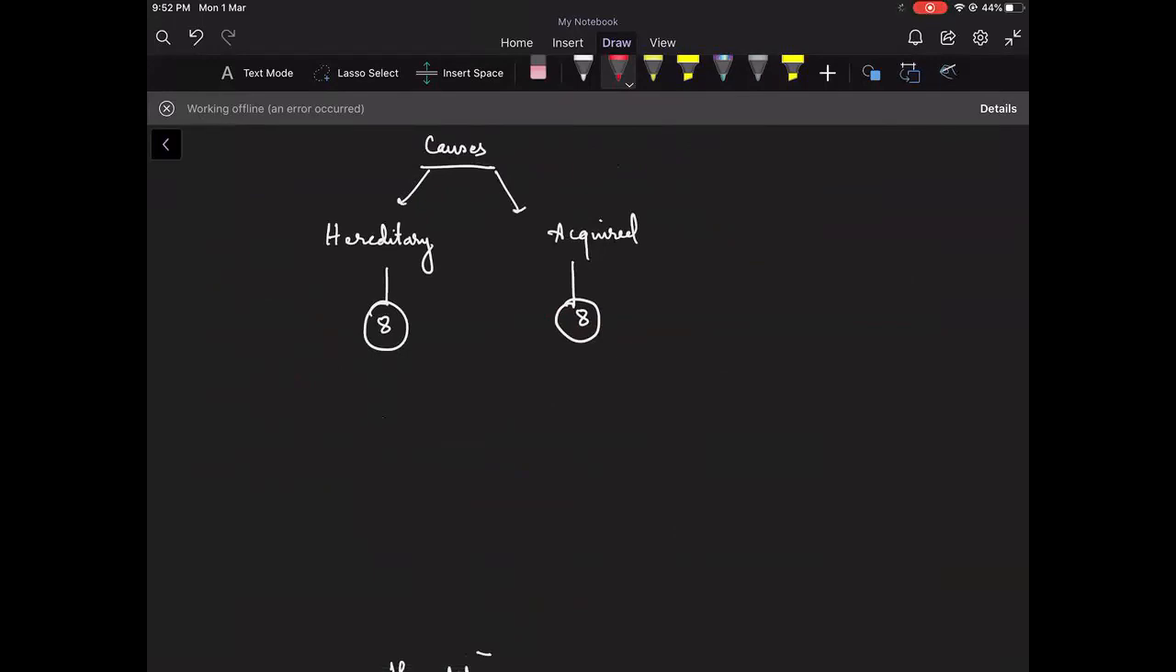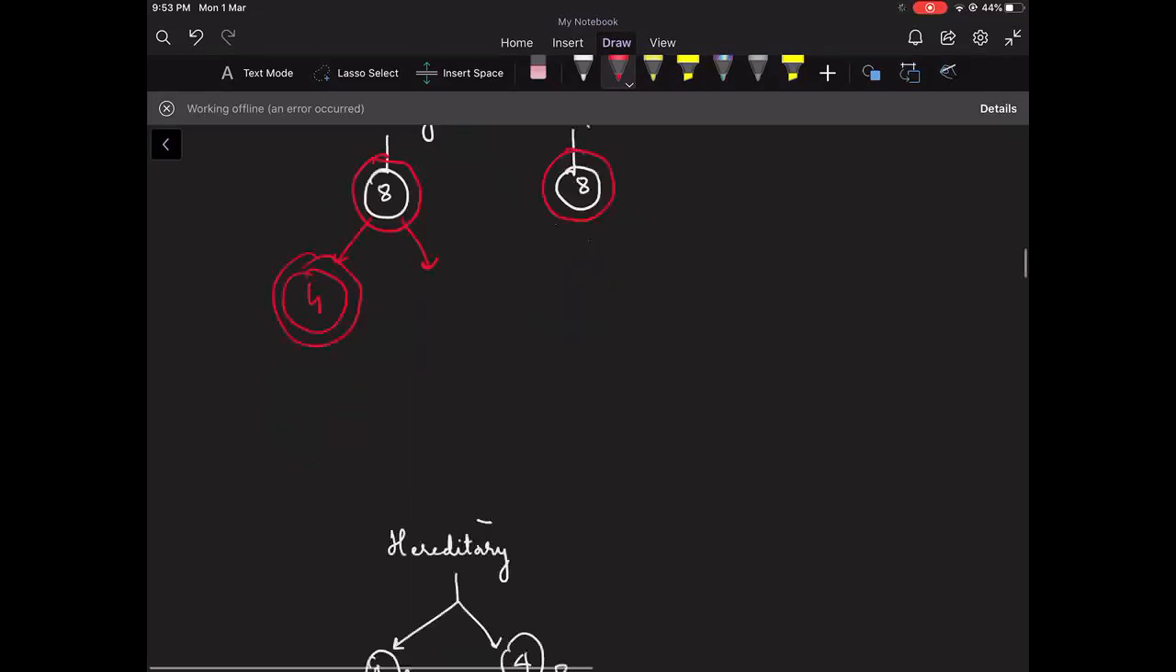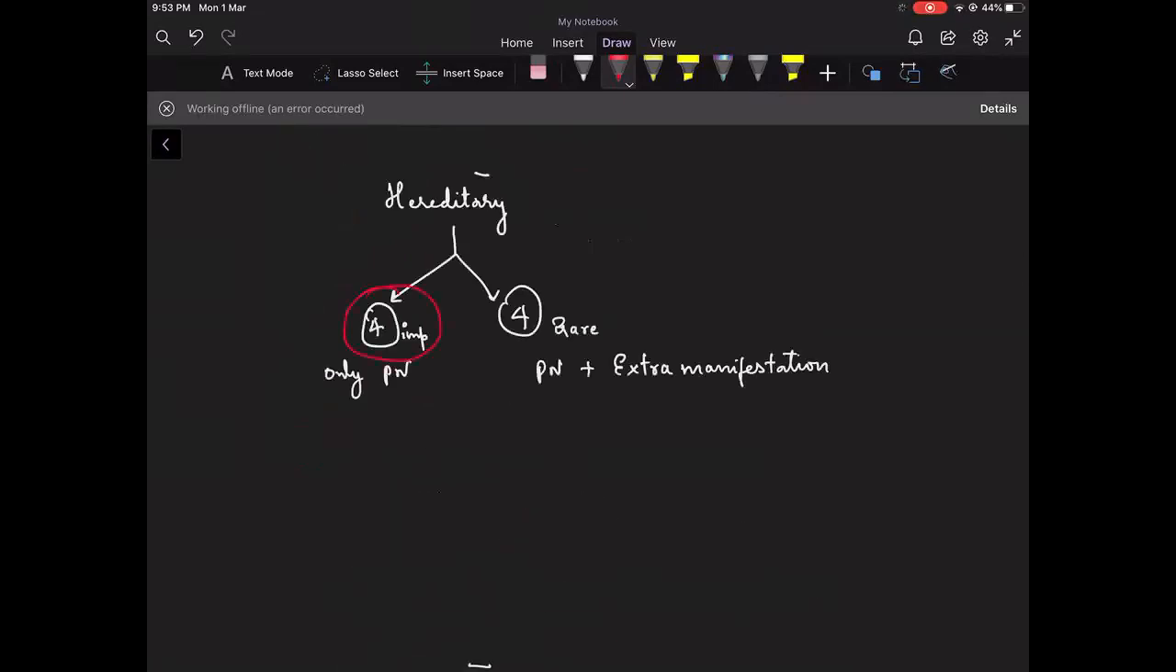So it can be classified into hereditary and acquired. Under hereditary, there are 8 important causes, and under acquired also there are 8 important causes. In the hereditary group, we can further classify into those where the patient will predominantly have polyneuropathy as the presentation, or those where the patient will have polyneuropathy along with extra manifestations, could be cardiac, could be some other presentations.